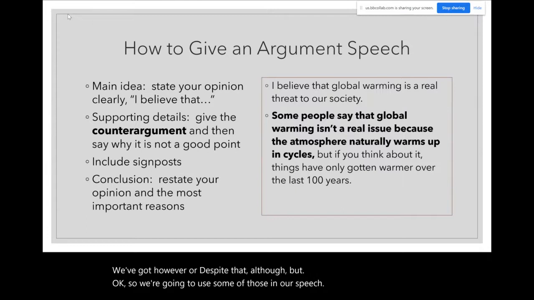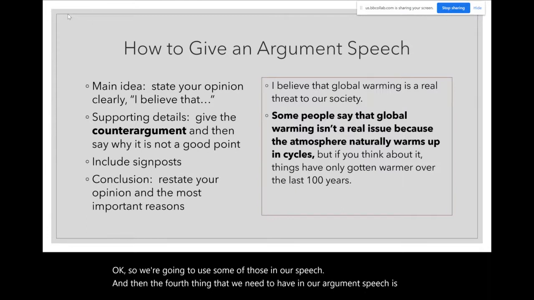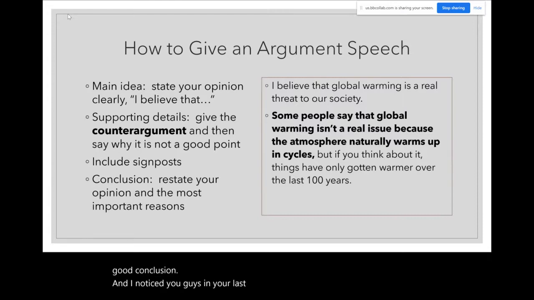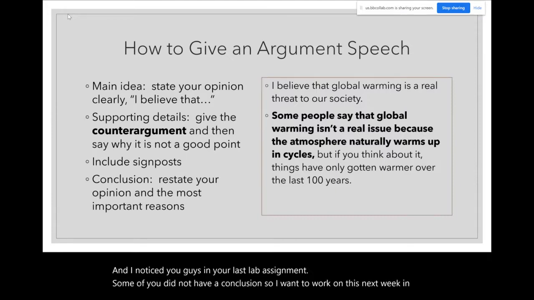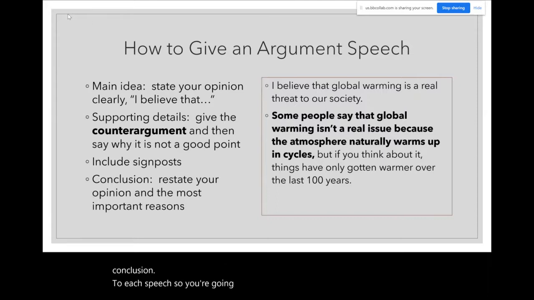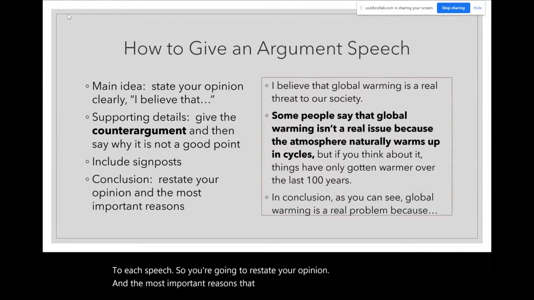And then the fourth thing that we need to have in our argument speech is a good conclusion. And I noticed in your last lab assignment, some of you did not have a conclusion. So I want to work on this next week in our practice speech and also in your lab assignment speech. I want you to add a conclusion to each speech. So you're going to restate your opinion and the most important reasons that you gave in your argument.